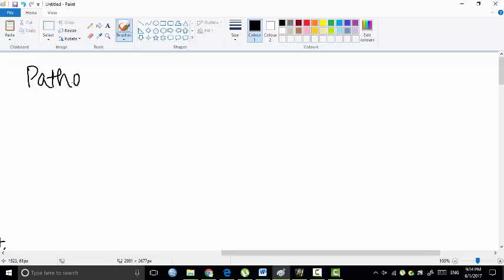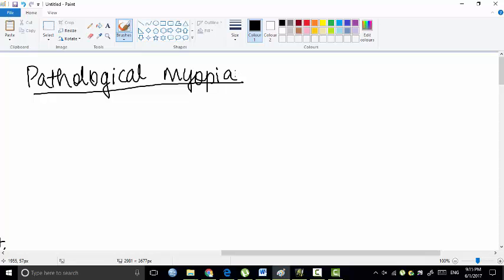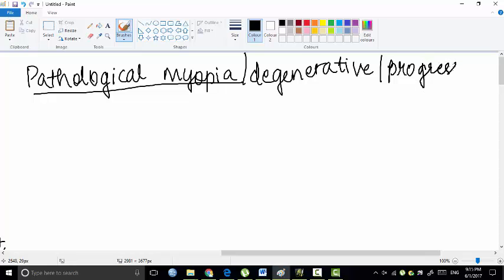Pathological myopia. As we have already seen, there are mainly 4 types of myopia. One is congenital, next simple, next pathological myopia. This pathological myopia is also called degenerative myopia, or progressive myopia. It may be called degenerative, progressive or pathological myopia, right?